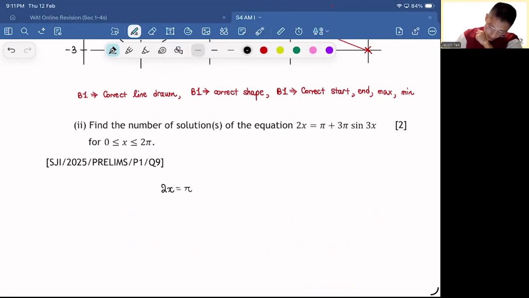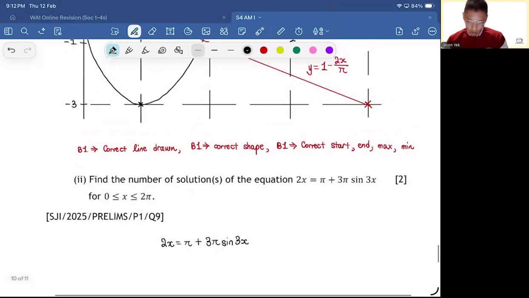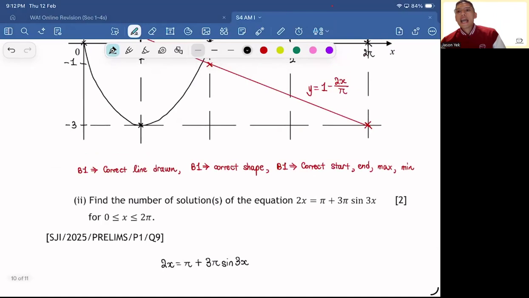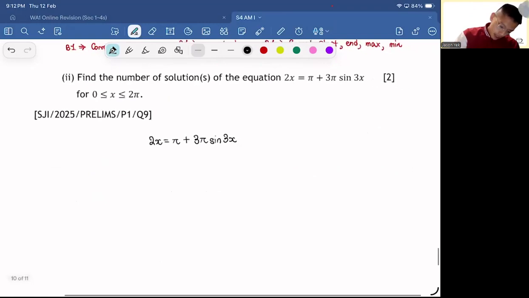2x equals to pi plus 3 pi sine 3x. What do I want? I want 1 minus 2x over pi. So maybe I want the x to be divided by pi. So I divide by pi on both sides. It's the same thing as saying 2x over pi is 1 plus 3 sine 3x.